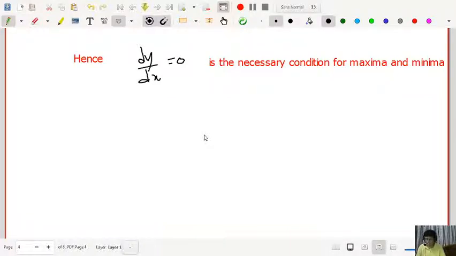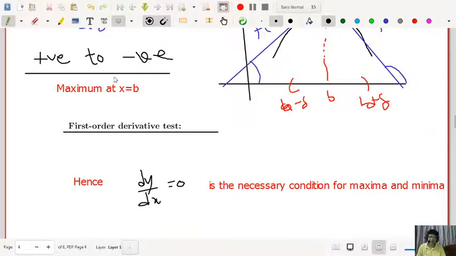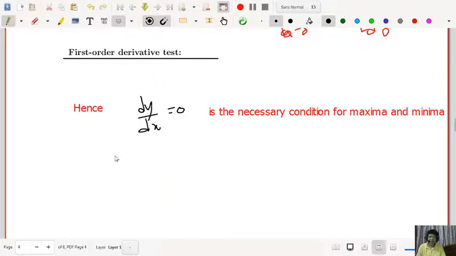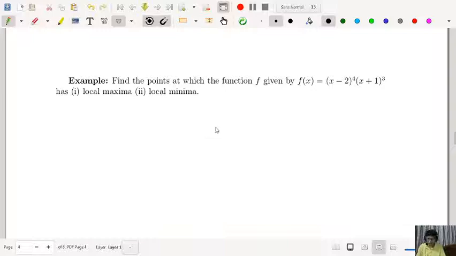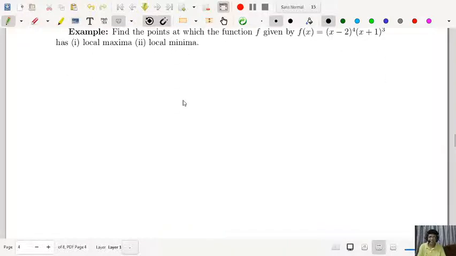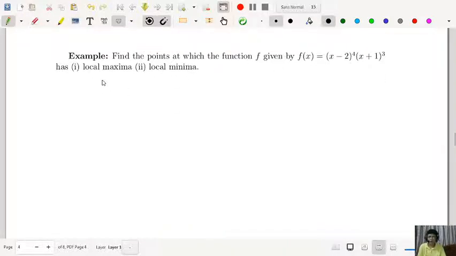Because there may be points where it has a maxima or minima, but f dash x doesn't exist, or dy/dx is not 0. There will be such points, and I will discuss it later on. Let us now have one problem example to show local maxima and local minima. Find the points at which the function has local maxima and local minima.